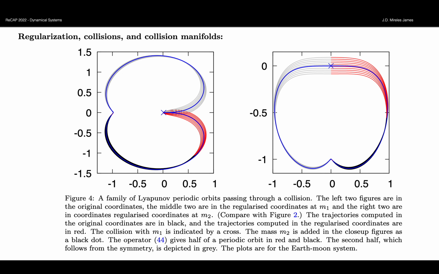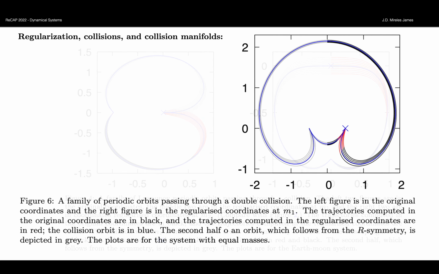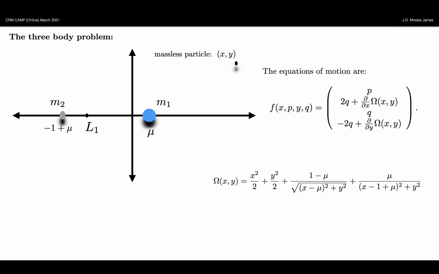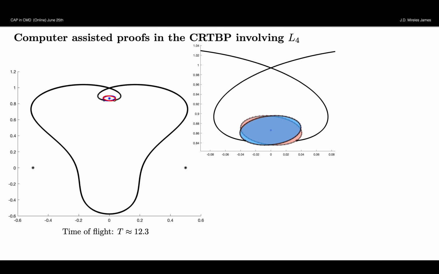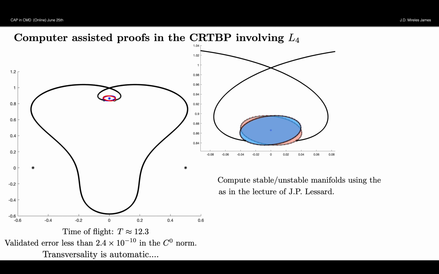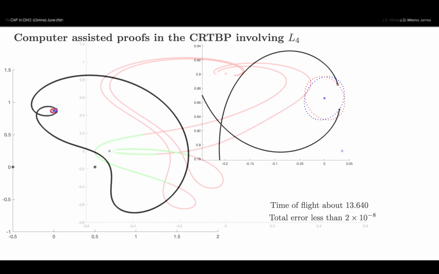This can be used to do lots of other cool stuff. Periodic orbits that go through collisions, periodic orbits that pass through double collisions, using the stable and unstable manifolds, so the parameterization method that Jean-Philippe discussed. We can study homoclinic orbits. These actually imply the existence of chaos. So there's a lot of nice things to do here.